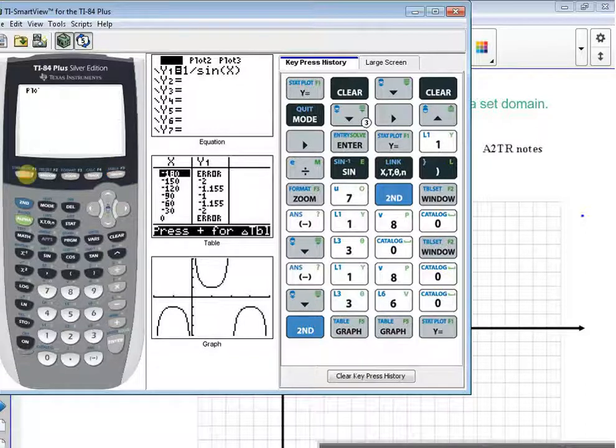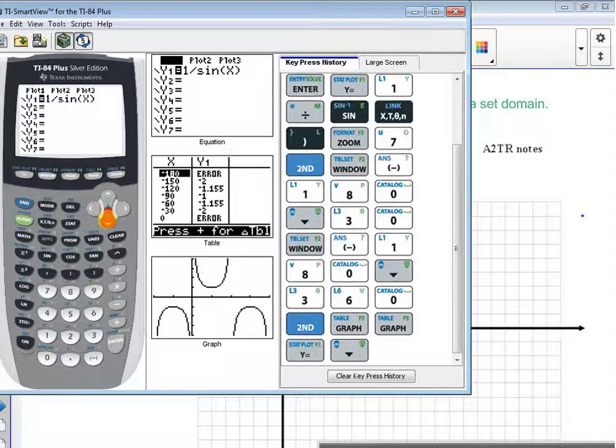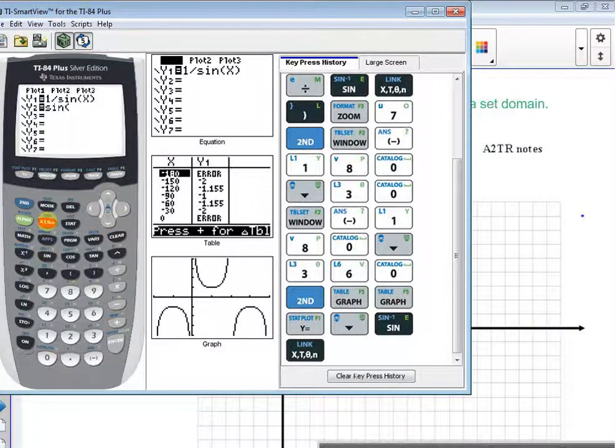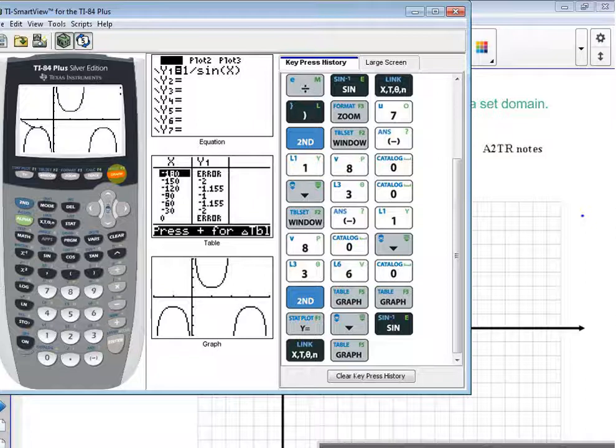Now, if I add in to y2 the sine of x, and I graph it along with the cosecant, you can see they do have 3 points in common there. And it kind of tells you you've done it correctly, because the sine of 90 is 1, so cosecant would also be 1 because the reciprocal of 1 is 1.